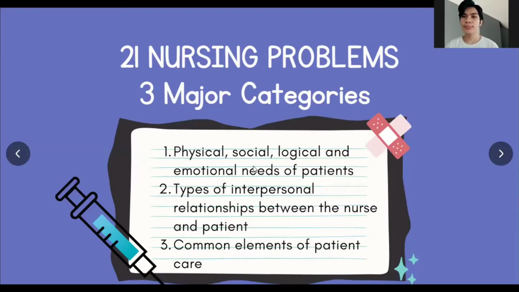The 21 nursing problems and its 3 major categories. Number 1, physical, sociological, and emotional needs of the patient. Number 2, types of interpersonal relationship between the nurse and the patient. And number 3, common elements of patient care.